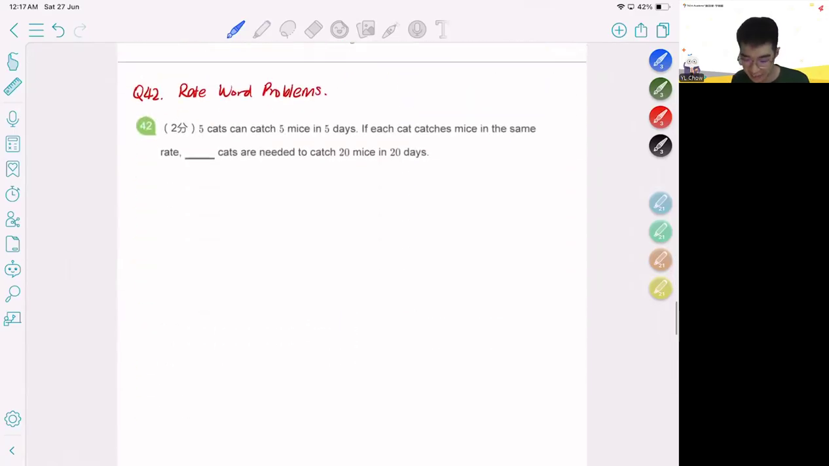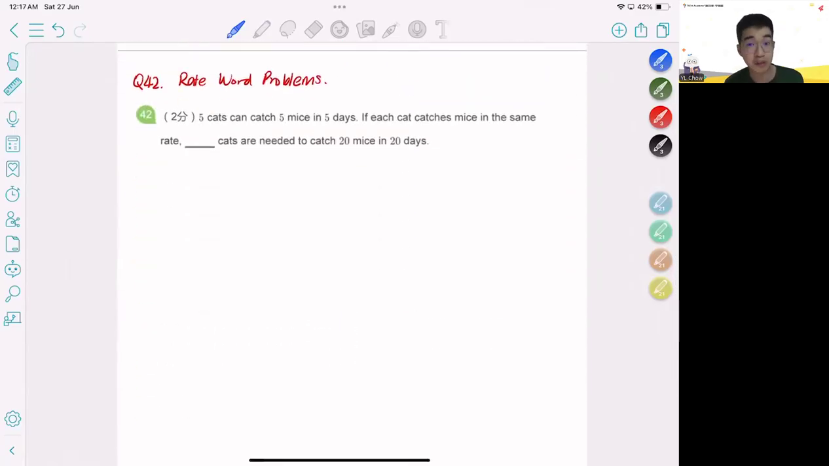Question 36. Let's move on to another question, right? Question 42, rate word problems. Now, this one is slightly tricky, right? Five cats. Let's read the question. Five cats can catch five mice in 5 days. If each cat catches mice at the same rate, how many cats are needed to catch 20 mice in 20 days? So many of you will think, haha, my answer is 20, right? 5, 5, 5, 20, 20, 20.